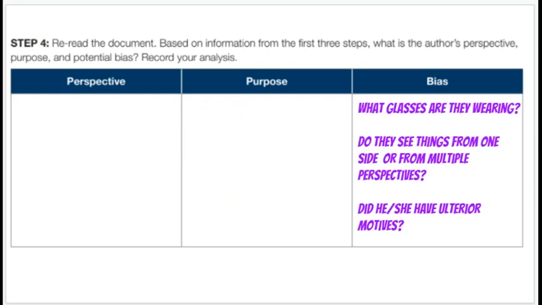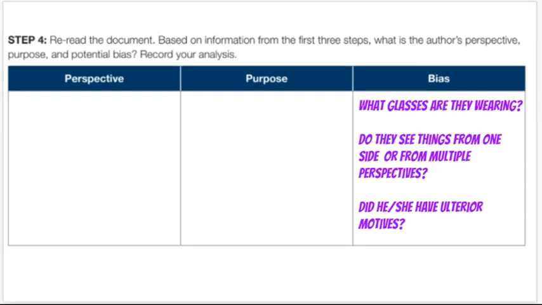And finally, bias, which students sometimes have a hard time getting to. I tell my students, what glasses are they wearing? Some students refer to it as what lens is the person wearing, meaning how do they see the world? They see things from one side. Do they see things from multiple perspectives? Do they have ulterior motives? What is driving them? What made them write this source? What caused things to happen? It's all something to think about.